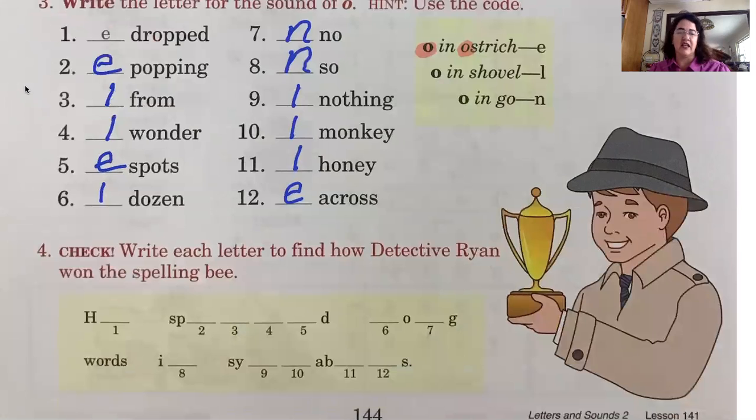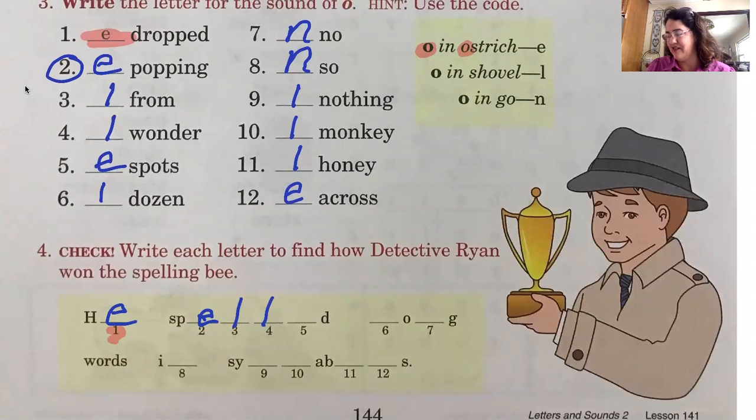We're going to fill in each letter to find out how Detective Ryan won the spelling bee. Number 1 is an E. So we're going to write an E in there. Number 2 is an E. Number 3 is an L. Good job, second grade. Number 5, E. Good. Shout it out. Number 6, L.